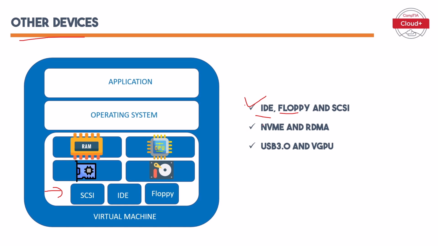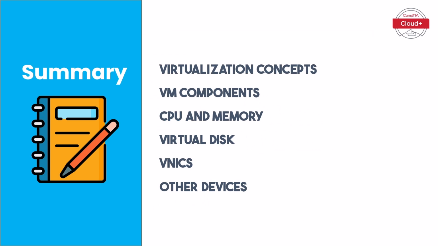Some other devices are NVMe and RDMA. Several new features were added to the new VM format version 13 in version 6.5. These features include support for the high-performance virtual non-volatile memory express, or NVMe, and RDMA, the paravirtualized remote direct memory access. Third is USB 3.0 and vGPU. The support of USB 3.0 and virtual graphics processing unit cards was added in vSphere 5.0.